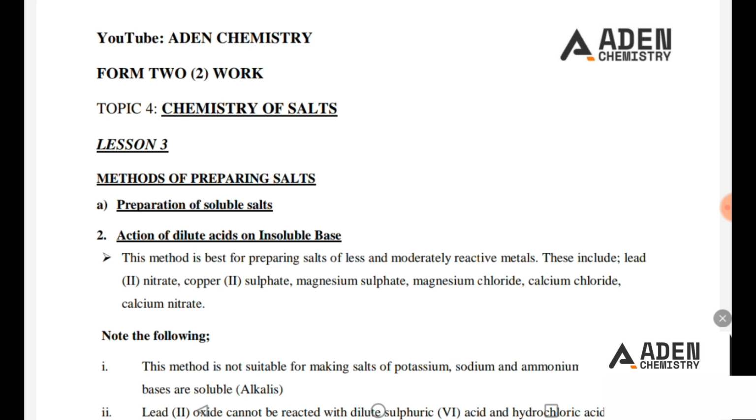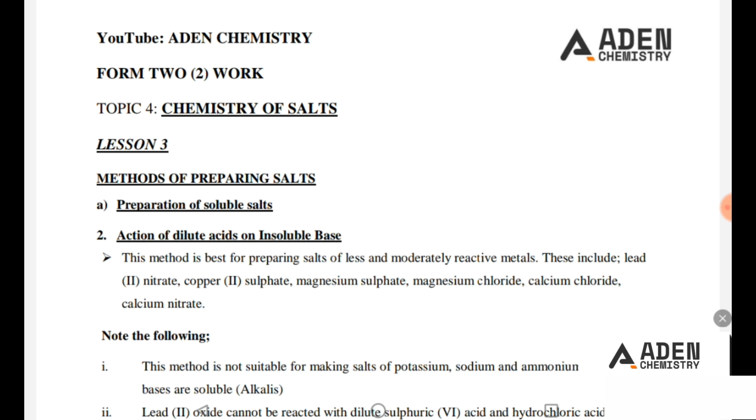Hello students, welcome. Previously, lesson 2, form 2, topic 4, we were dealing with methods of preparing soluble salts, and we have done the first method, which was action of dilute acids on metals. So today, lesson 3, we are going to proceed to the second method of preparing soluble salts, which is action of dilute acids on insoluble bases.